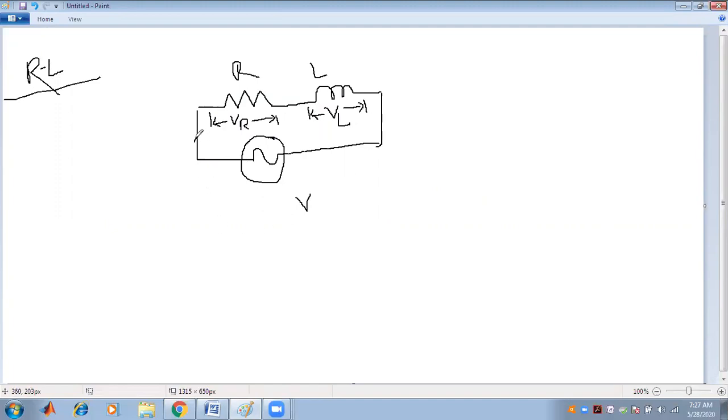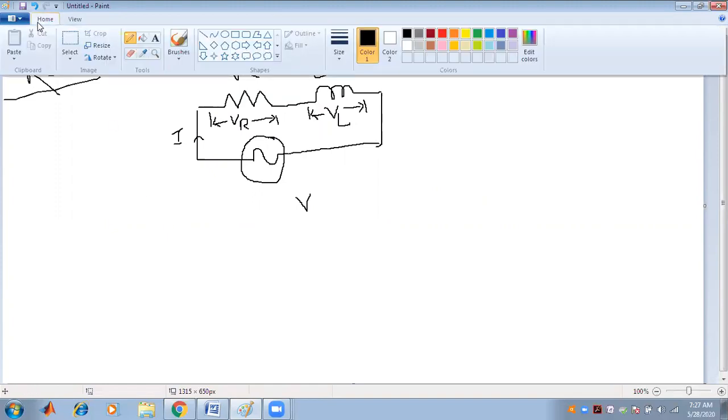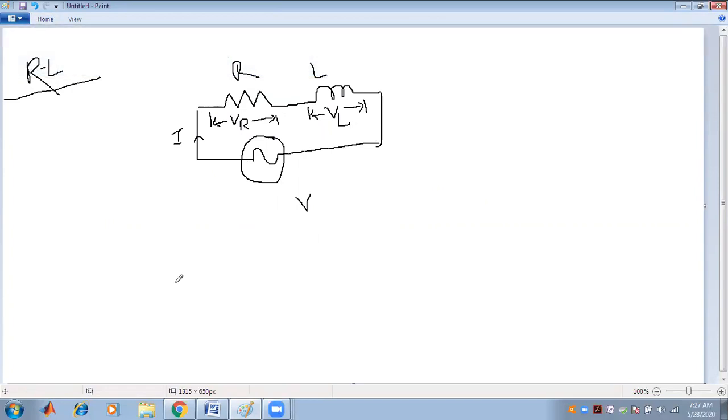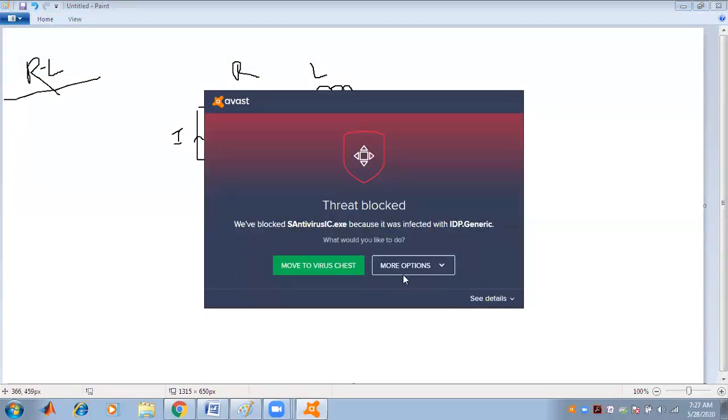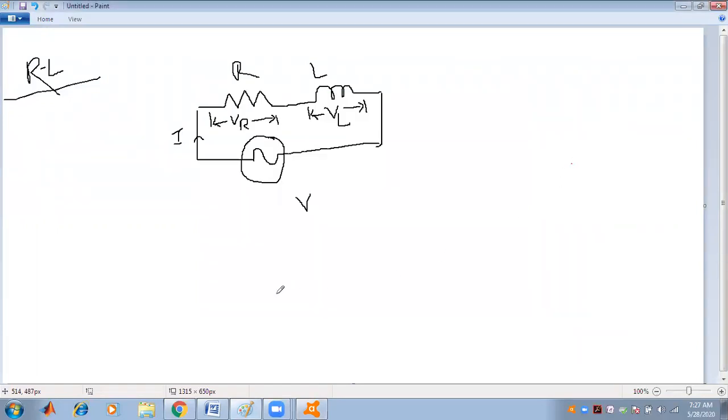This is a series combination, so the same current I flows. If I take I as a reference, because the same current is flowing through the circuit, I am taking I as a reference.